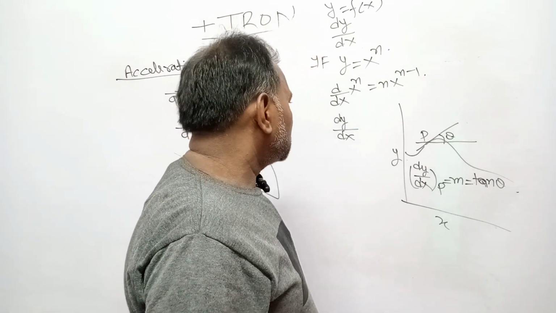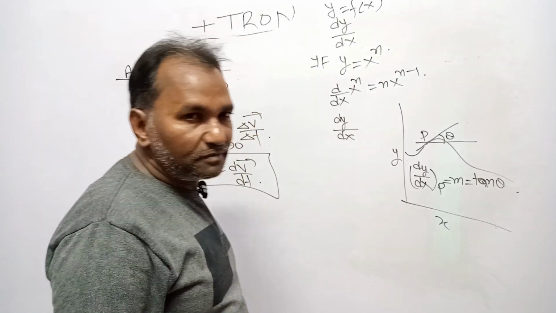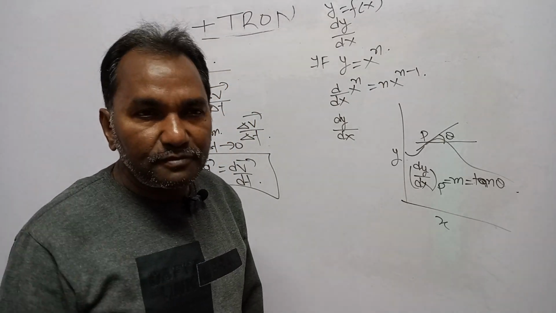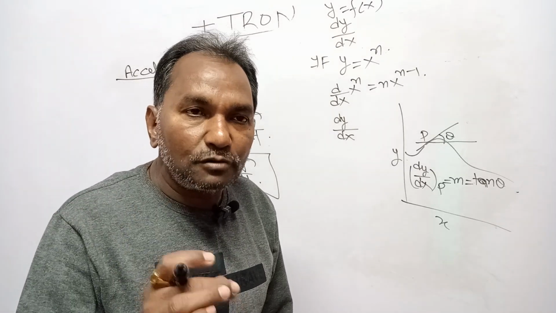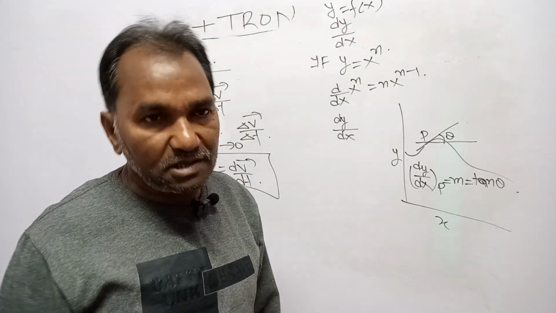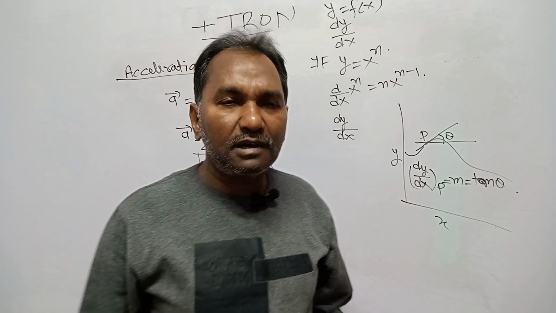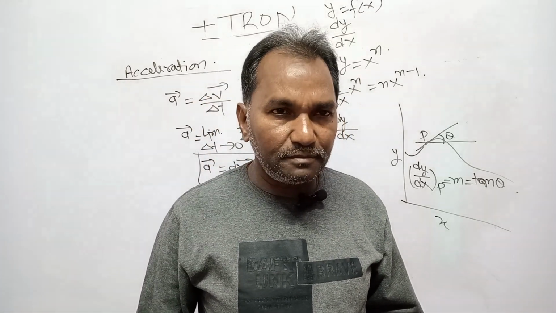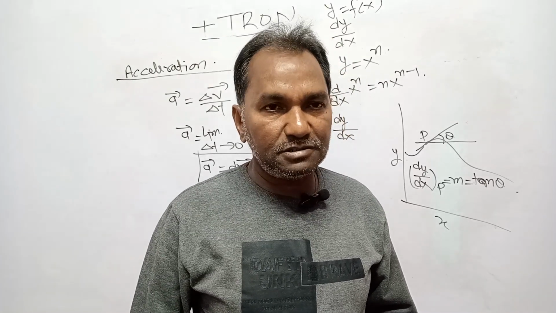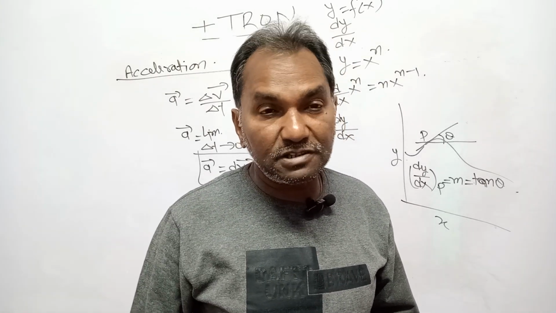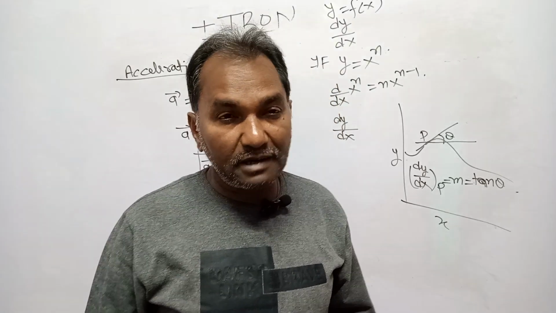Now, dear students, as I have said, acceleration is the rate of change of velocity, dv upon dt. It means if a graph is given between velocity and time, then you have to find the slope of that graph, which will represent the acceleration. If the graph is given between velocity and time, then the slope of the graph will represent the acceleration. Dear students, if the graph is given between displacement and time, then how will you find the acceleration?